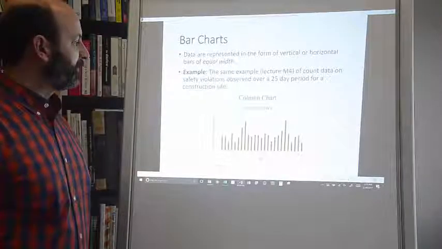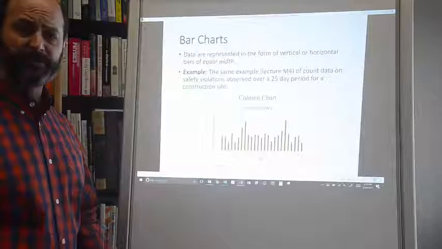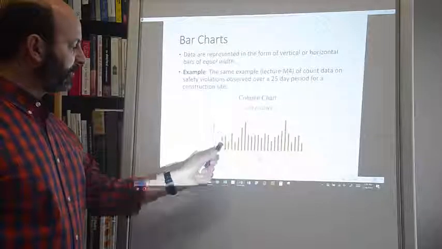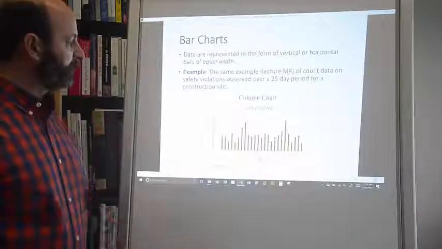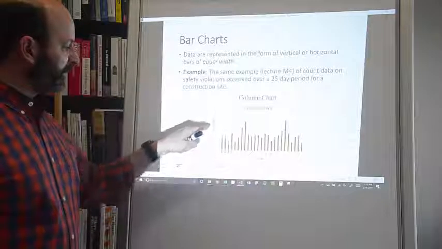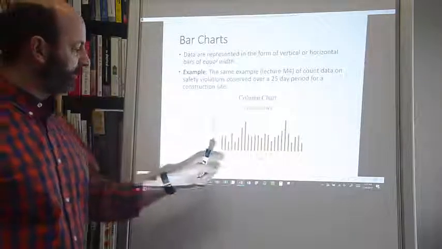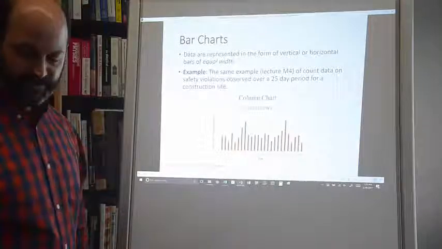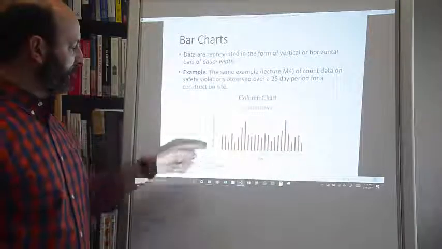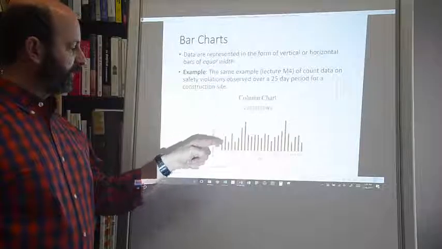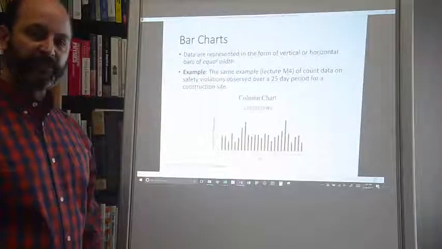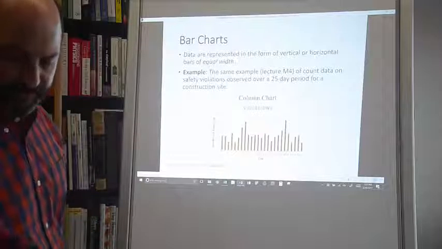All right, so here's an example of a column chart, bar chart example. So we have vertical bars that are coming up to show the number of violations of that same example of safety violations over a 25-day period. So along the x-axis you have the days, and along the y-axis you have the number of violations. And you see, based on the height of the bar, how many violations there are.